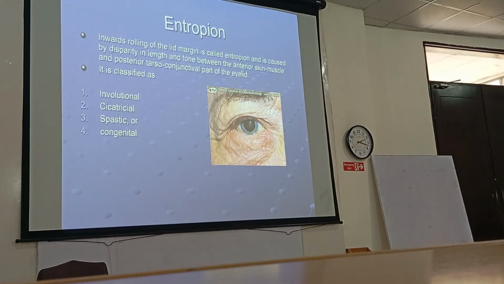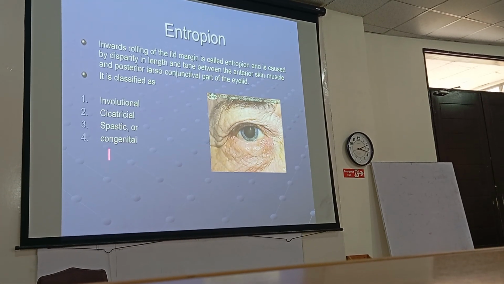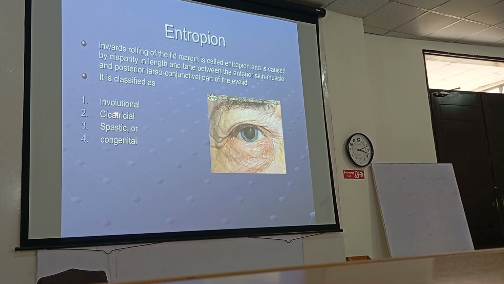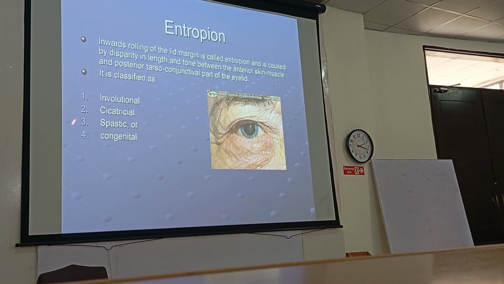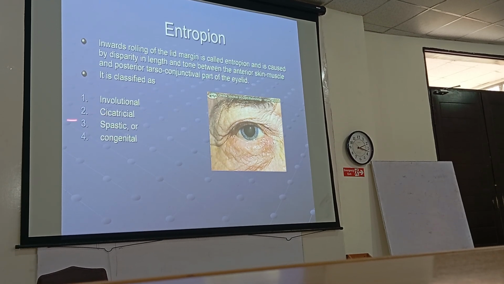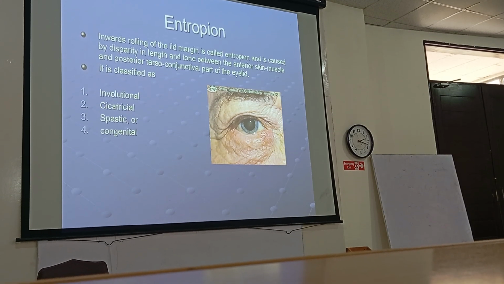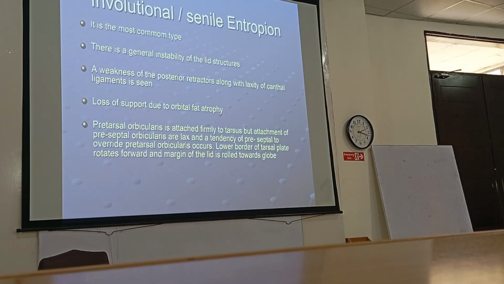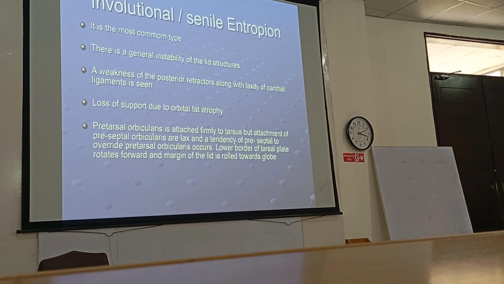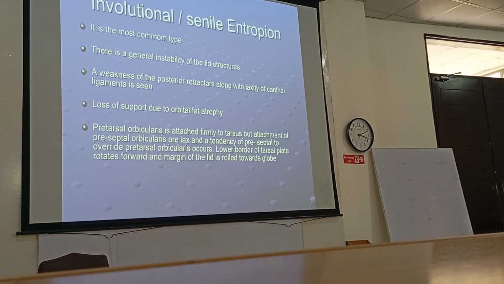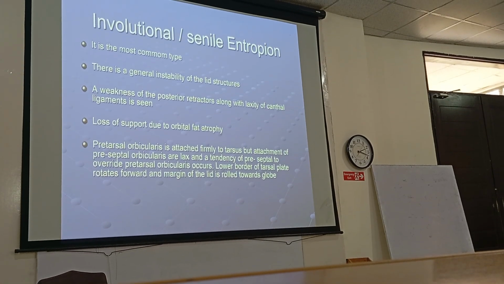The causes of entropion are involutional, that is by age; cicatricial, that is after scarring; spastic; or congenital. Involutional or sliding entropion is the most common type.